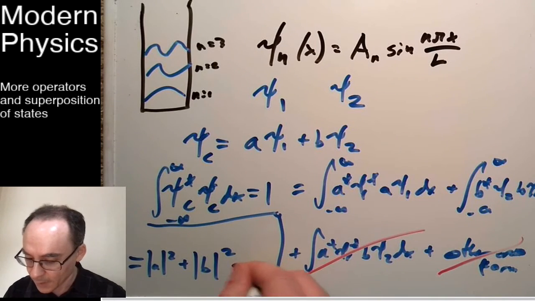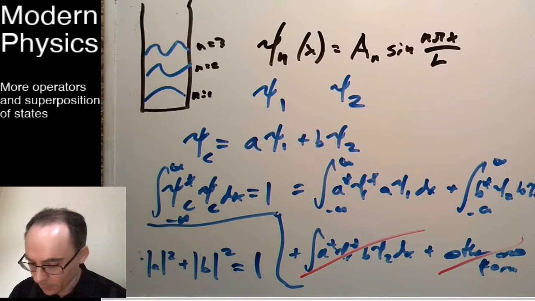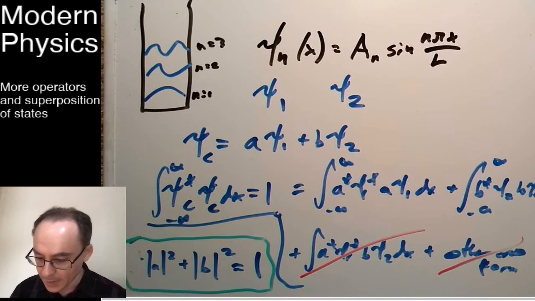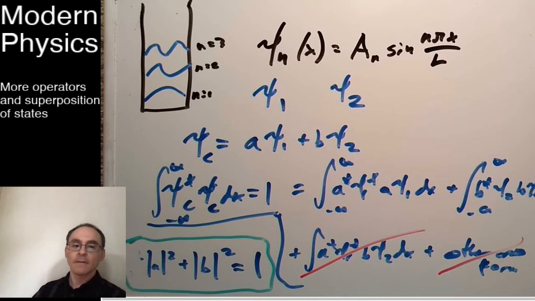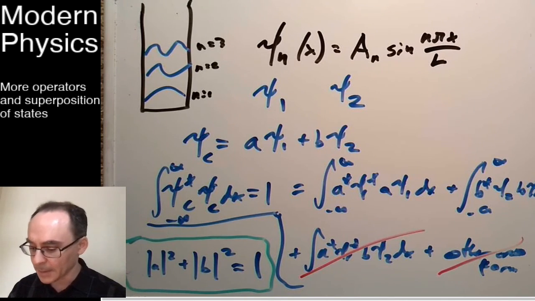So what I get left with is this requirement that if I want my combo state to be normalized, then my coefficients a and b have to satisfy that constraint. So that's what normalization means for the combo state.